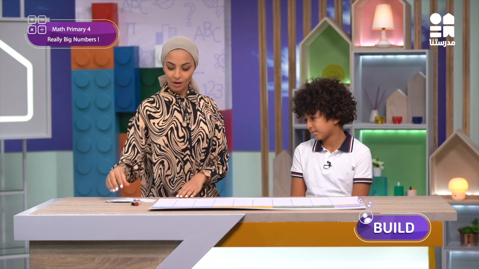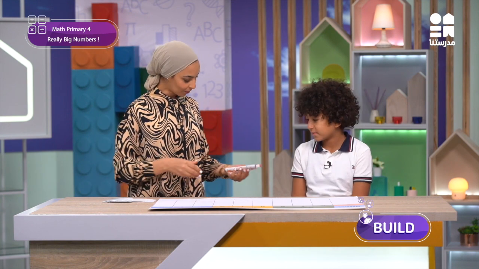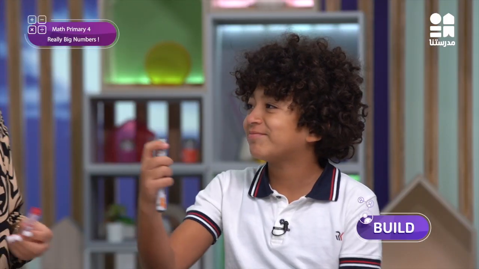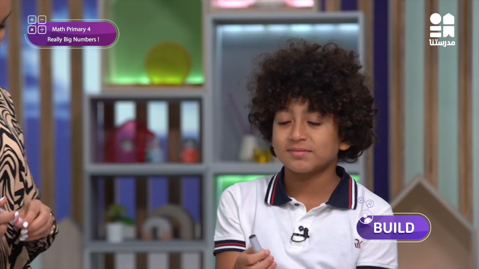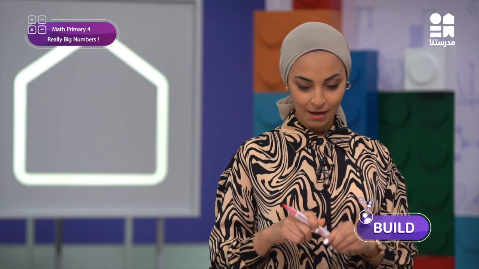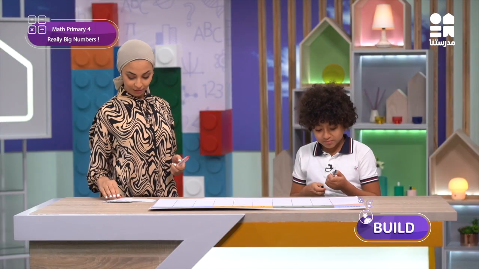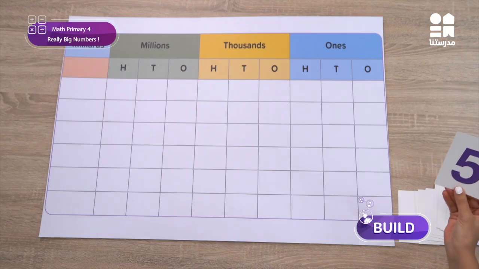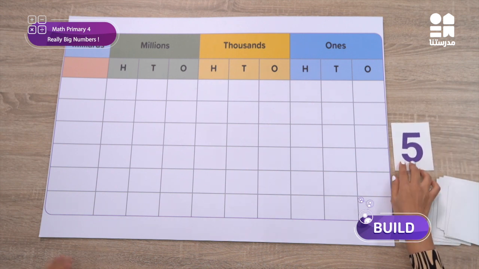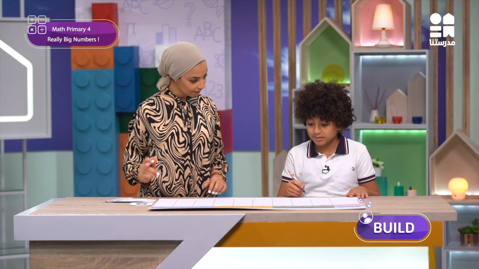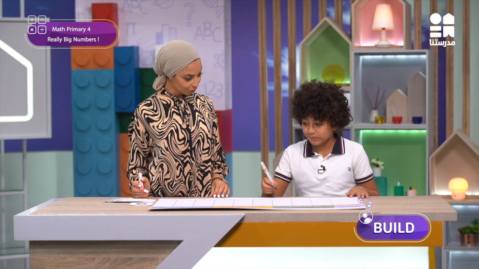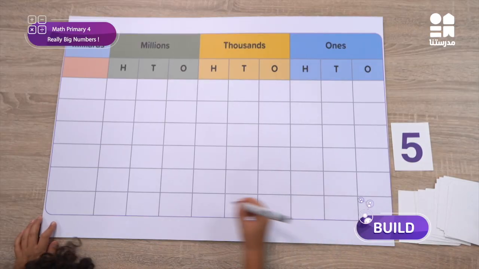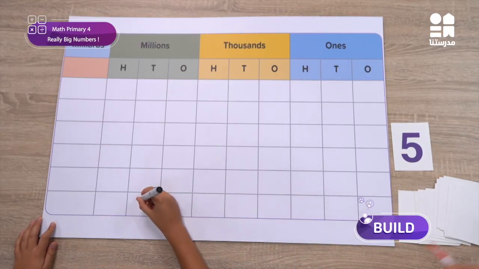Now which color do you want, Abdurrahman, to write with? You want black and I will use the red one. Okay, so open it. Now I will choose the first card. Look, Abdurrahman. The first card is 5, right? This is 5. So in which place do you want to put the 5, Abdurrahman? Come on, you write first. You will put the 5 here.